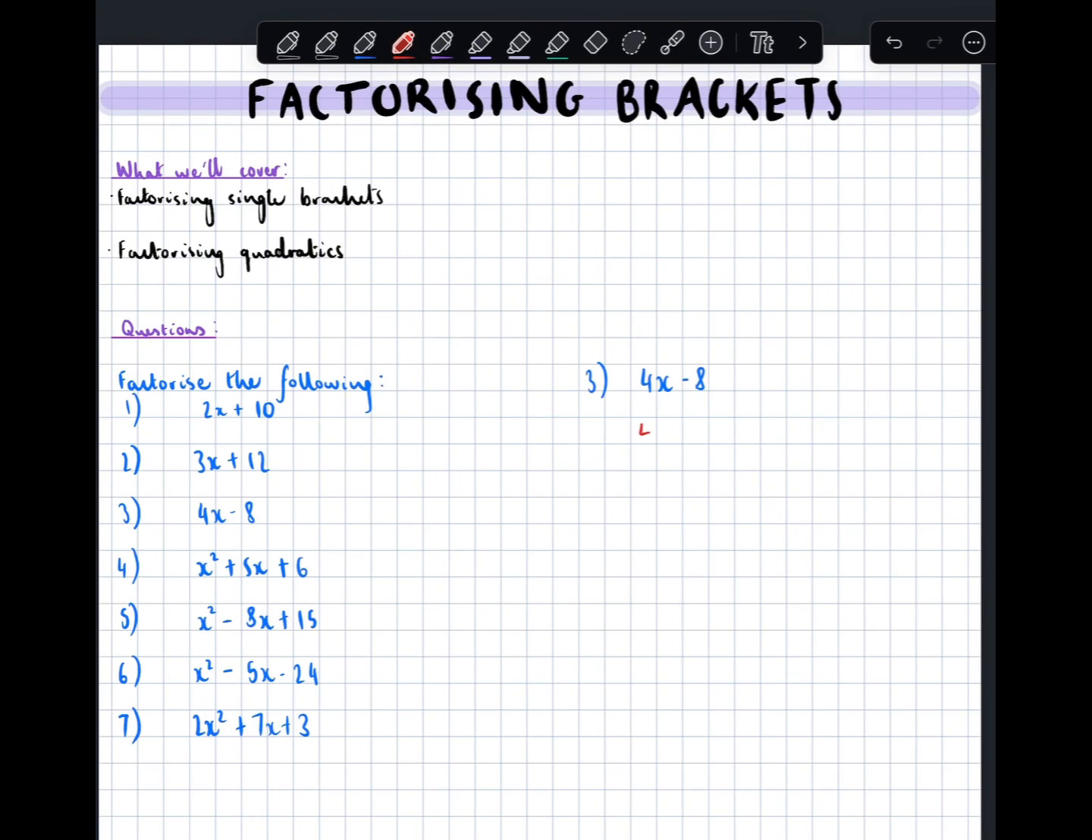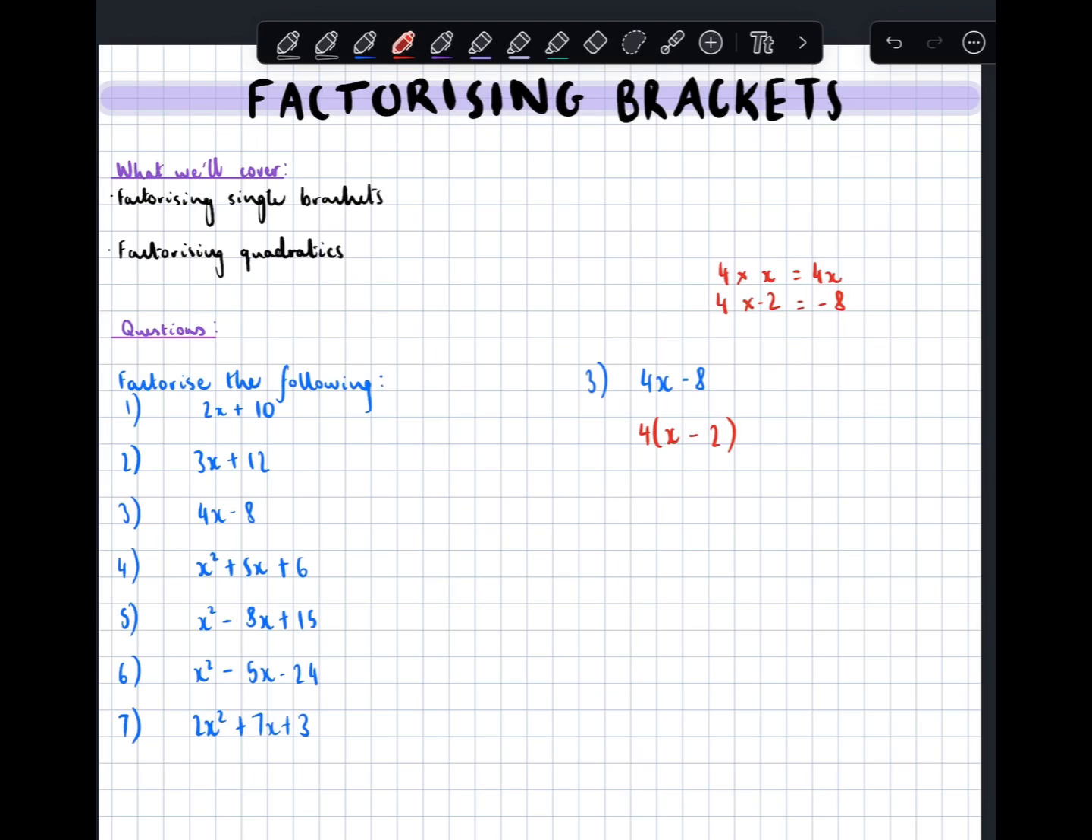So let's start with 4, and we're trying to find what would we multiply 4 by in order to give us 4x. You can see that that will be 4 times x, which gives us 4x. So when we open the bracket, it will be x in there, and we're trying to find what do we multiply 4 by in order to give us minus 8, and that would be minus 2. Hence in the brackets we'll have minus 2. So that's one way to do it.